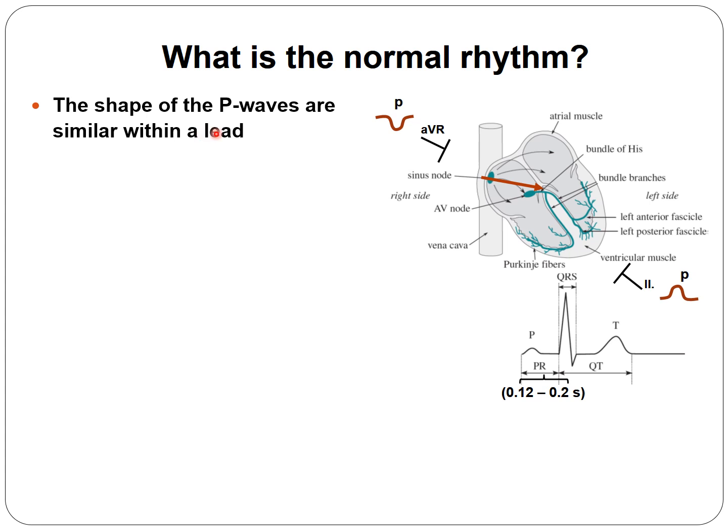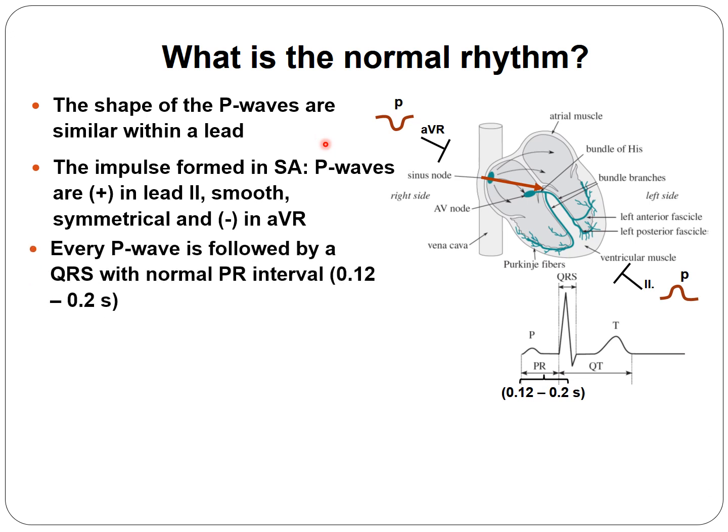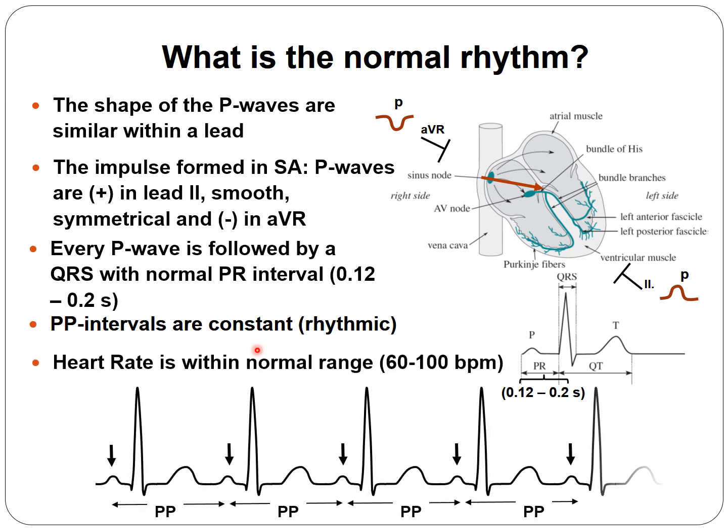And the shape of this P wave should be similar within a lead. Every P wave has to be followed by a QRS complex with a normal PR interval. And every QRS complex should be preceded by a P wave. The PP intervals are constant, similarly to the RR intervals. The heart rate has to be in a normal range. The normal range is from 60 beats per minute to 100 beats per minute.